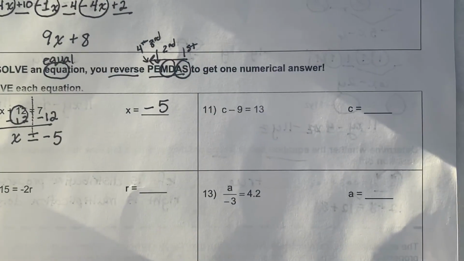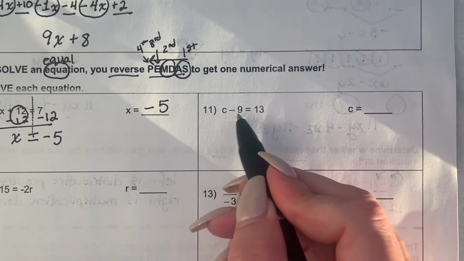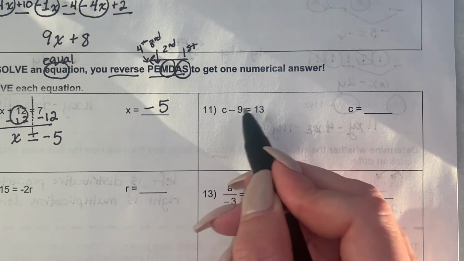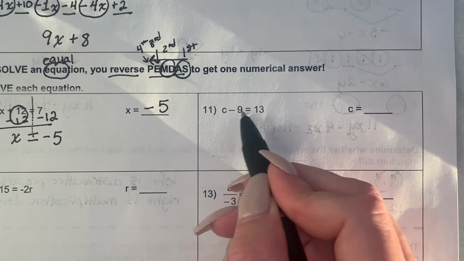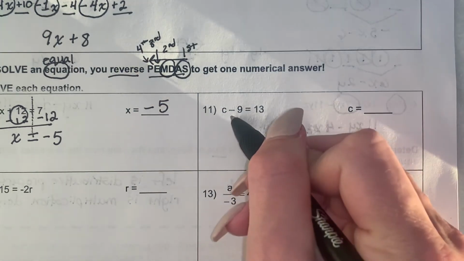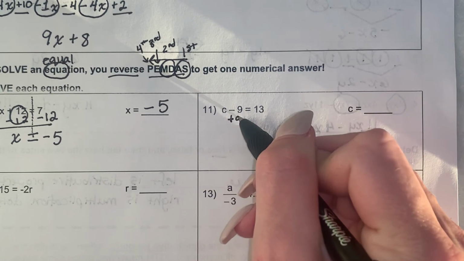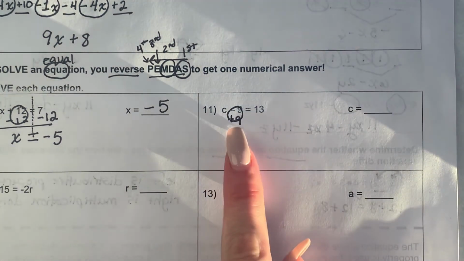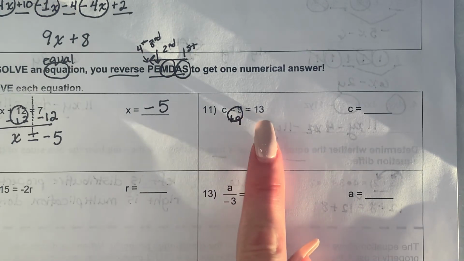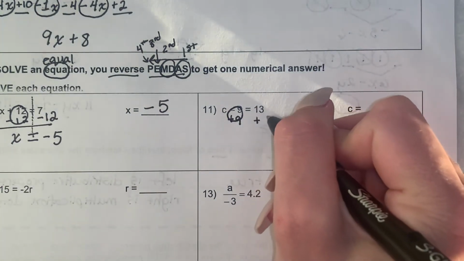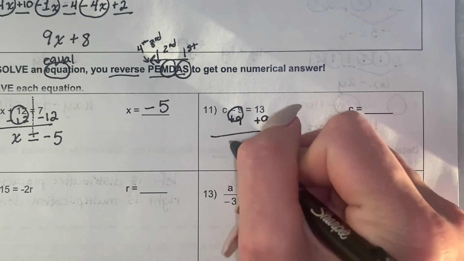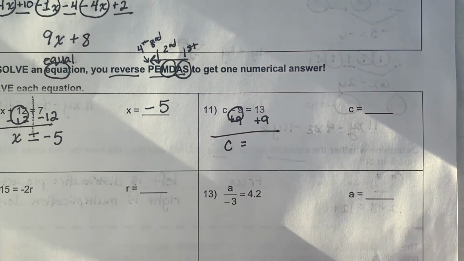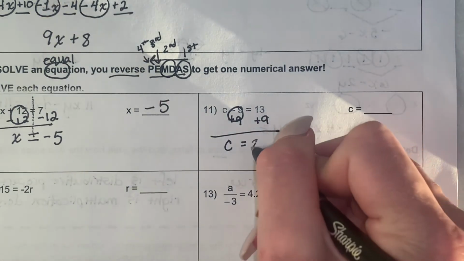Over here, I've got one that has c minus 9 equals 13. So I want to move this constant to the right. So this is a -9. I have to do the opposite of -9, which is +9. That would make that turn into a 0. But if I do +9 on the left side of the equal, I got to do it on the right side because I got to make sure that they're equal. So that's c equals 13 plus 9, those are like terms, so I can combine them together, and you would get 22.